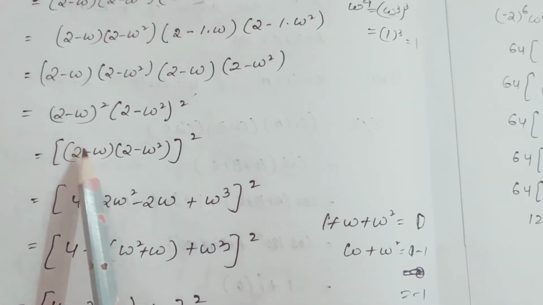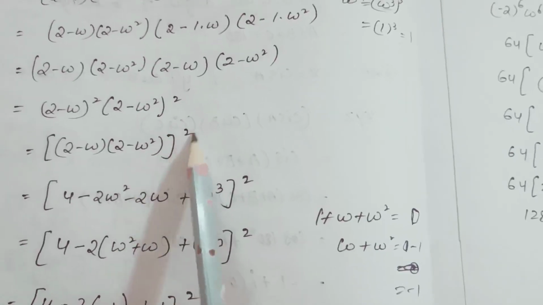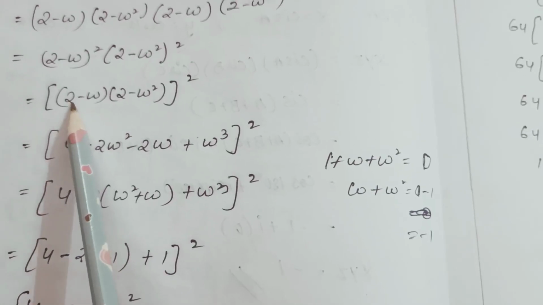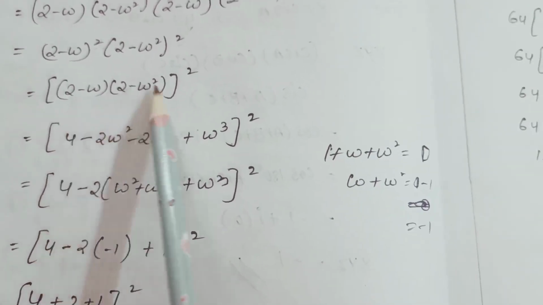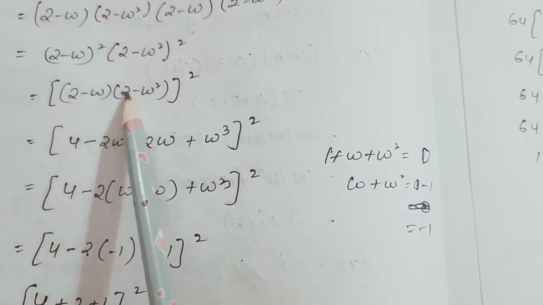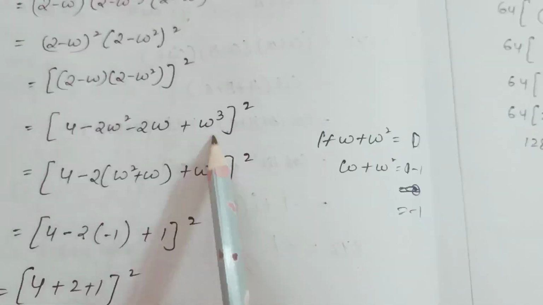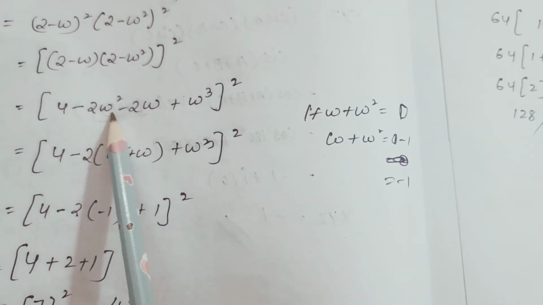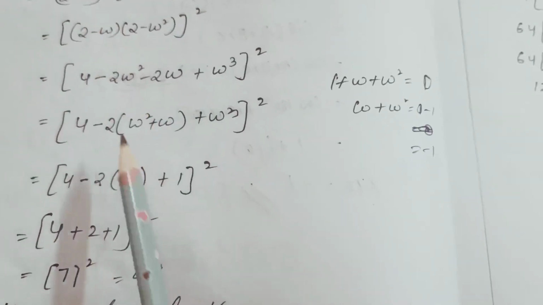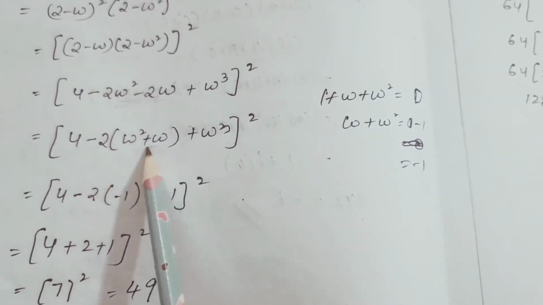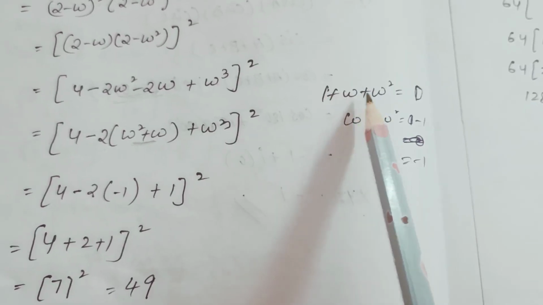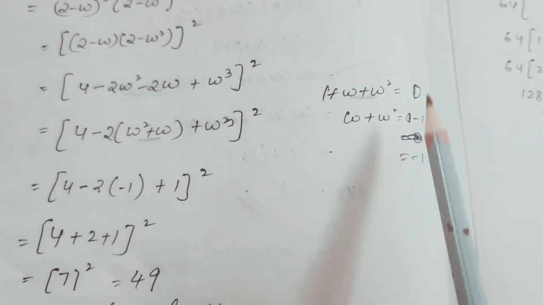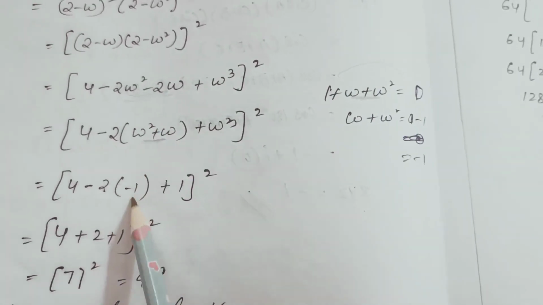Now 2 minus omega whole square and 2 minus omega square whole square, we can write together because both of them have square. Now multiply: 2 into 2 is 4, minus 2 into omega square, minus omega into 2 is 2 omega, minus into minus plus omega cube, whole square. 4 minus, taking 2 common, you will get omega square plus omega. We know 1 plus omega plus omega square is equal to 0, so omega square plus omega value will be minus 1. So at this place we are substituting minus 1.